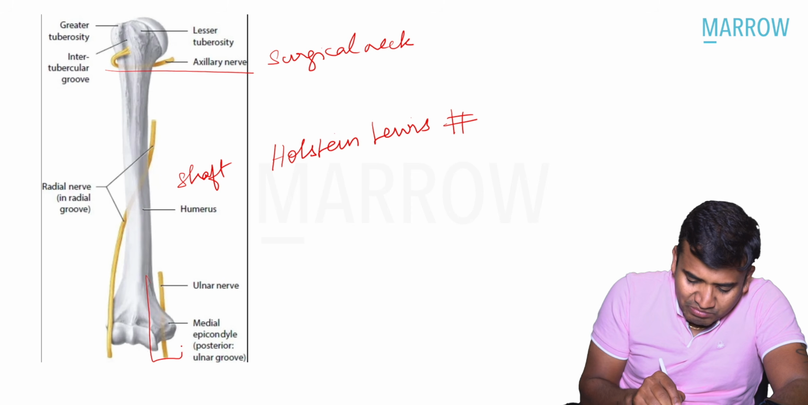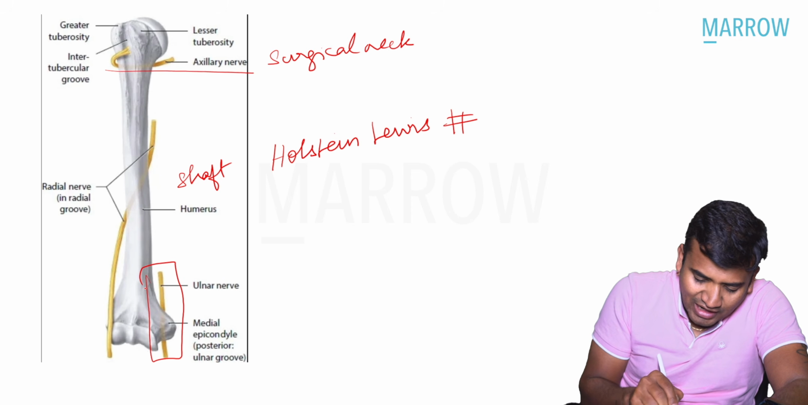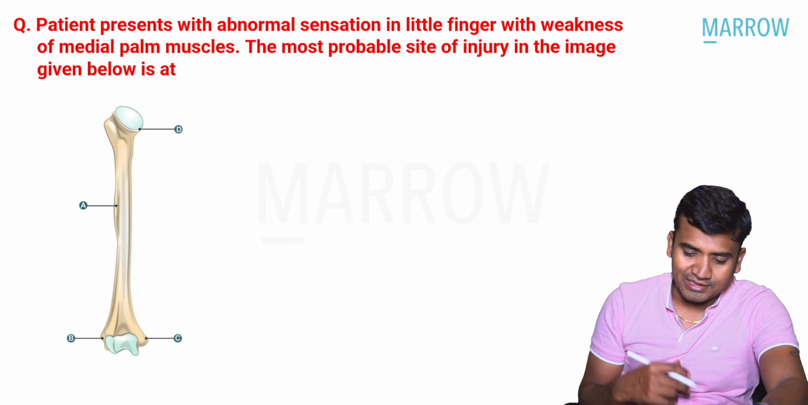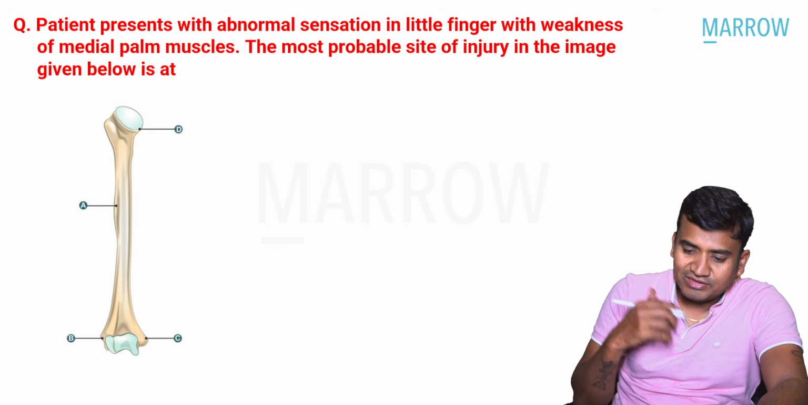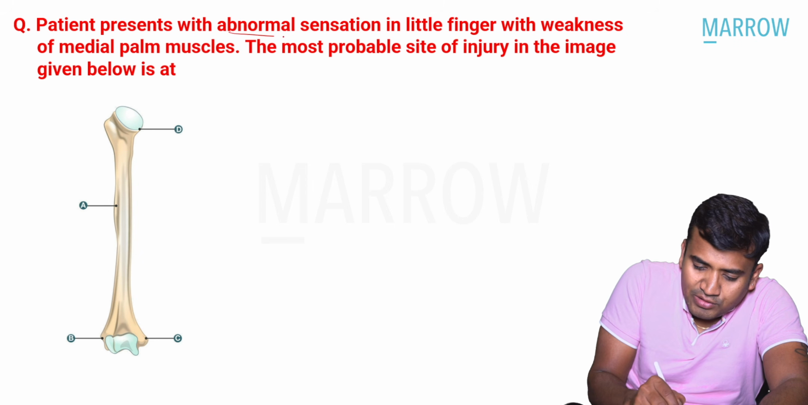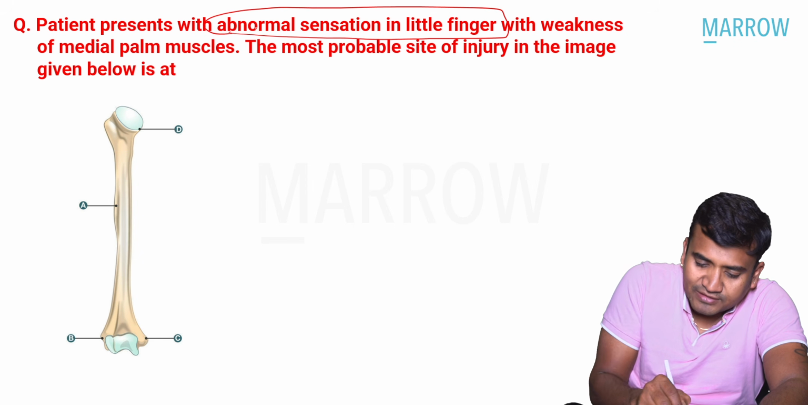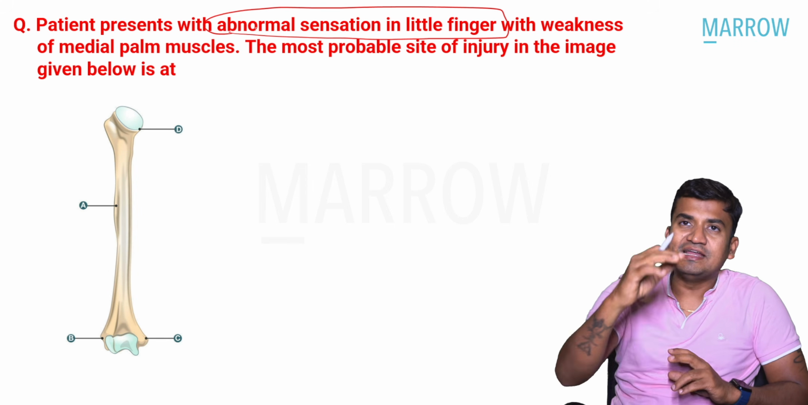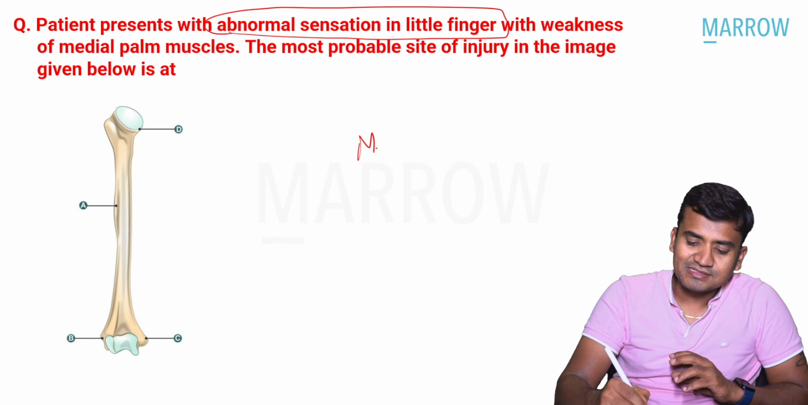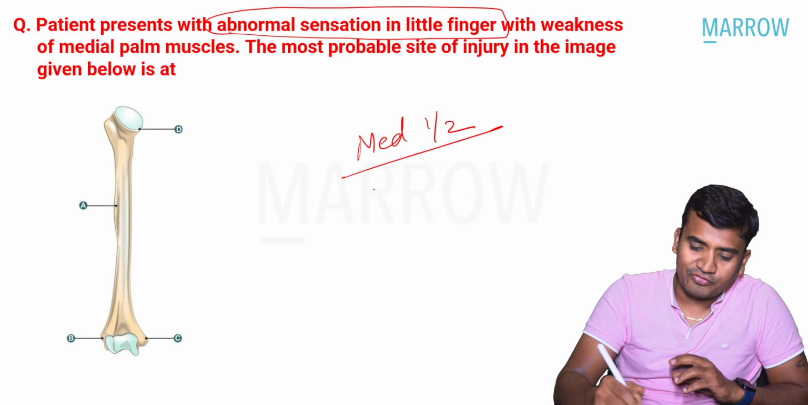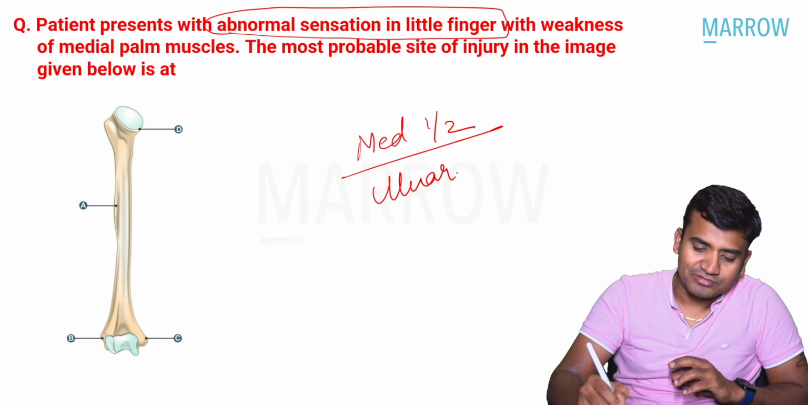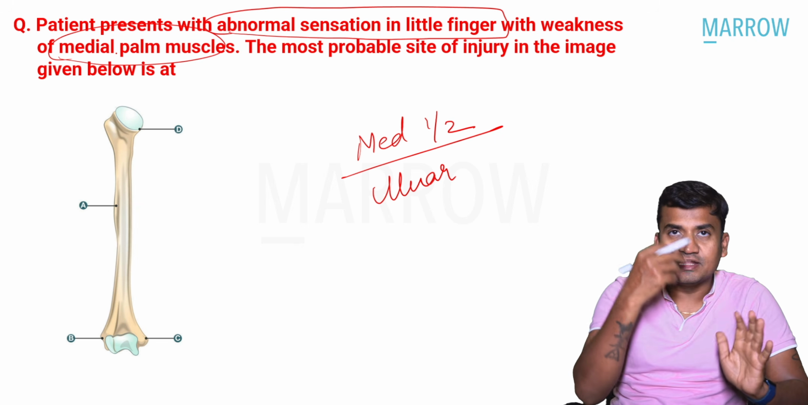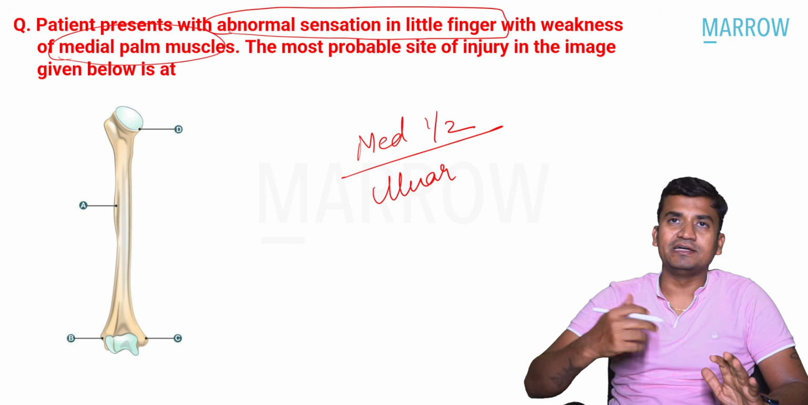And behind the medial epicondyle, the ulnar nerve is passing. Now see the question. The patient is having abnormal sensation in the little finger. The little finger and the medial half of the ring finger, the medial 1.5 fingers, are supplied by the ulnar nerve. Also the medial palm muscles, that is the hypothenar eminence muscles, are supplied by the ulnar nerve.